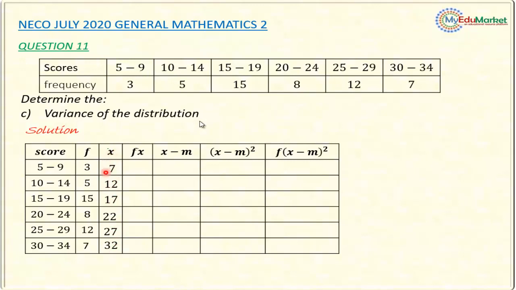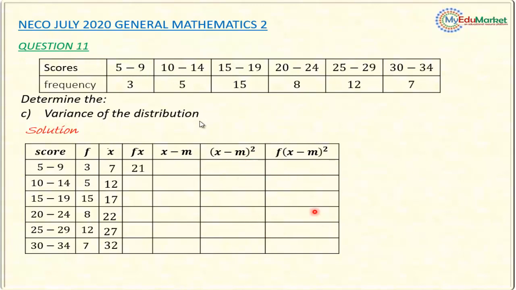I'm going to use this to get the mean, and I'll use the mean to get the deviation. I'll use that deviation to get the square of the deviation and get the frequency times the square of the deviation. That is exactly what I have in the formula for finding variance. So I have to fill all those columns.